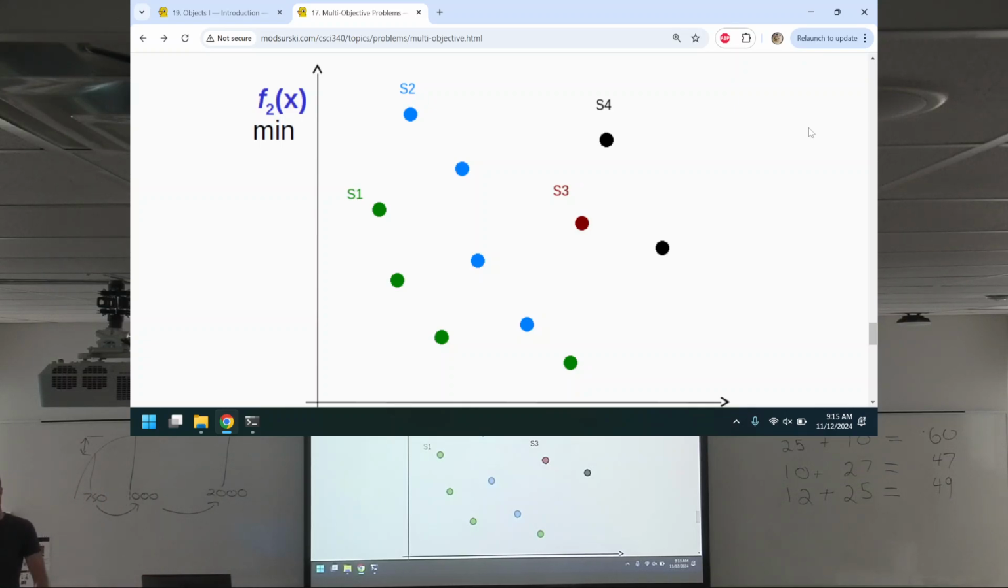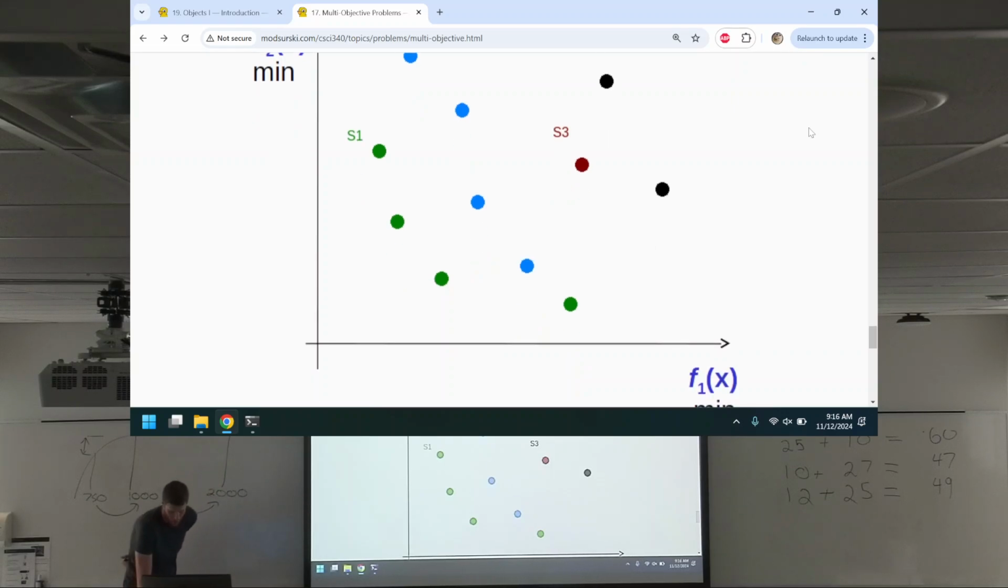So when it comes to evolutionary computation and you want to pick the fitness, you can start to incorporate these ideas. Okay, the blue ones are absolutely worse than the green ones, but they're better than the black and the red ones, right? So that's how you can incorporate this idea. It's a little bit more complex to implement, but it has so much value.